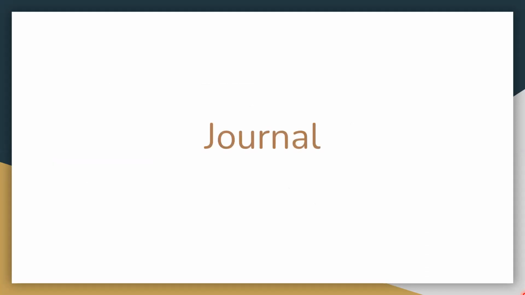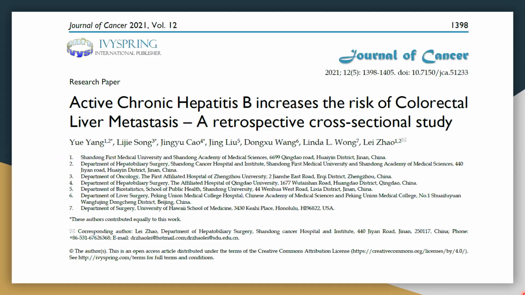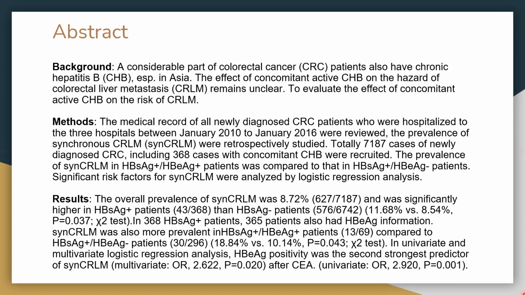For the journal, the title is Active Chronic Hepatitis B Increases the Risk of Colorectal Liver Metastasis: a retrospective cross-sectional study. A considerable part of colorectal cancer patients also have chronic hepatitis B, particularly in Asia. However, the effect of concomitant active chronic hepatitis B on the risk of colorectal liver metastasis remains unclear. Thus, this study evaluates the effect of concomitant active chronic hepatitis B on the risk of colorectal liver metastasis.